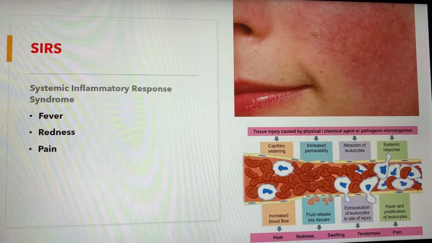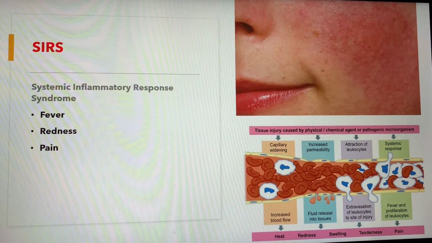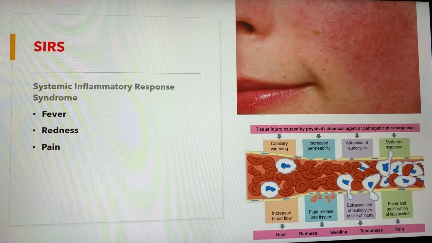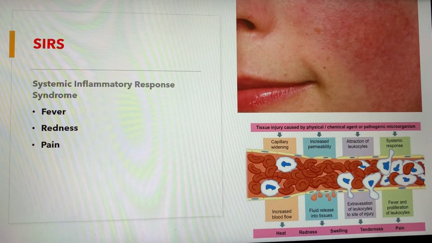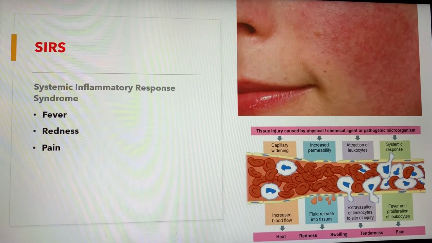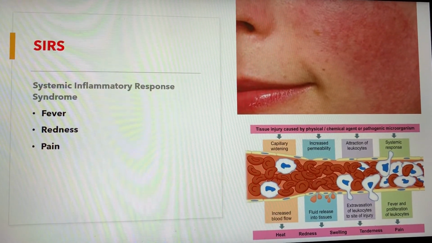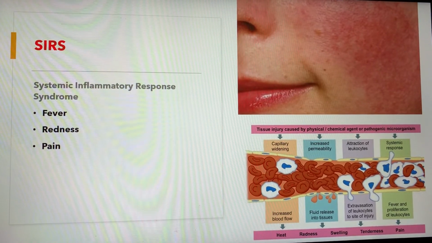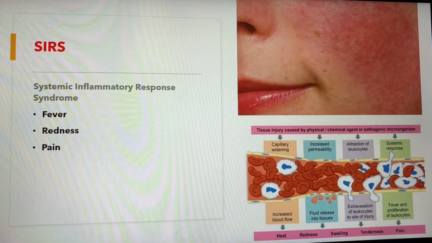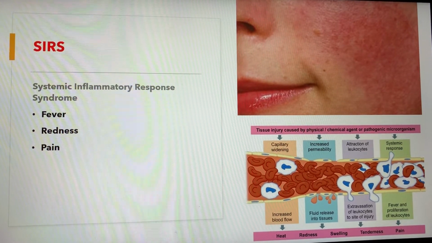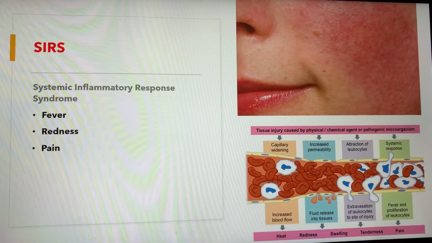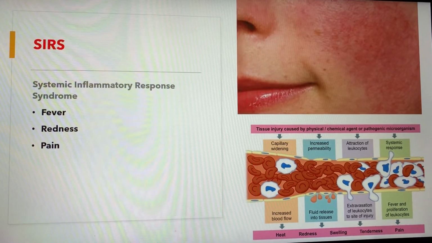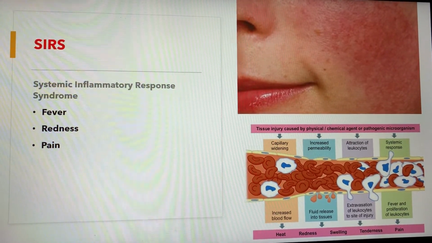So can you imagine if this inflammatory process is taking place all over the body, in every body system? How is that going to affect the whole body? How is it going to affect the heart? Is there going to be enough blood going back to the heart for the heart to pump it back to the organs and give the required blood supply? Of course not. Let's see.